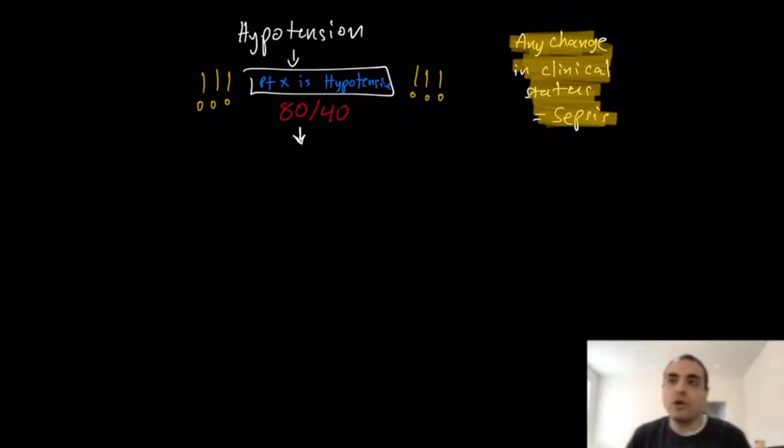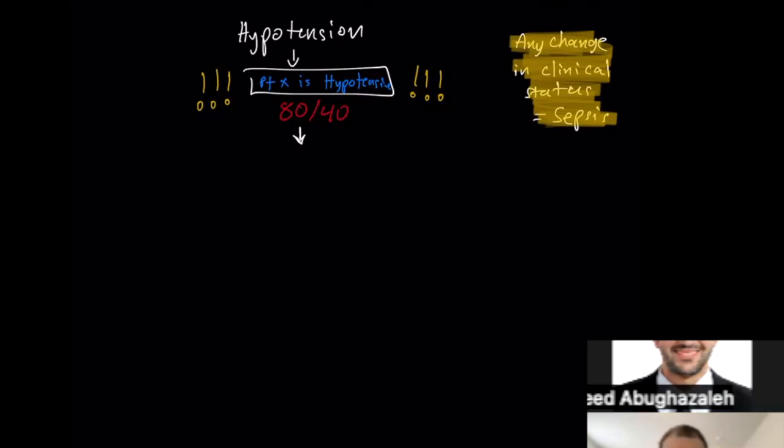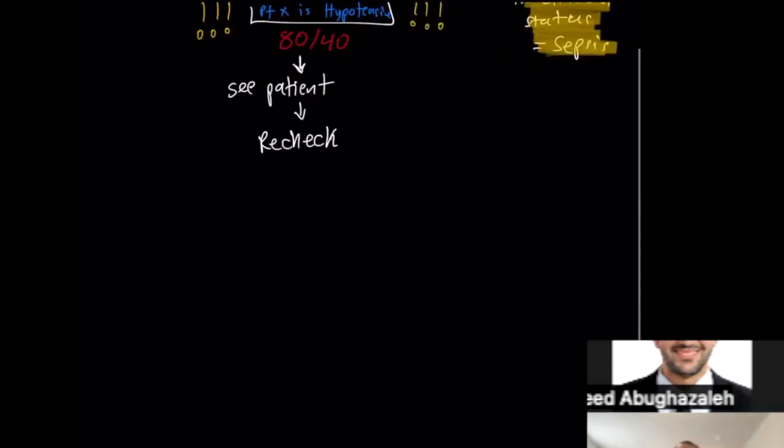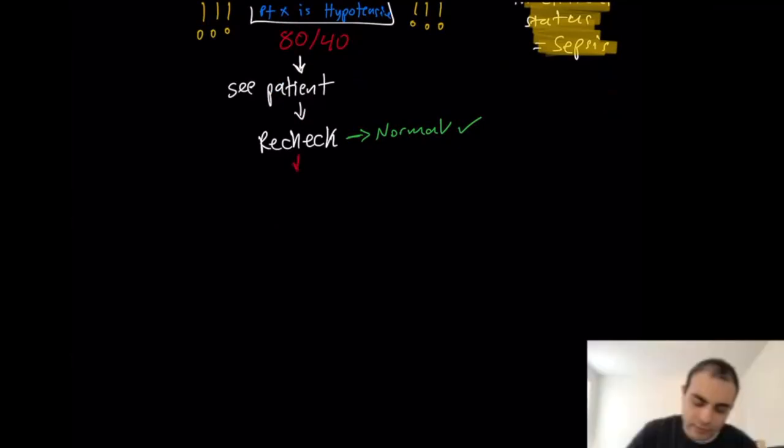All right, cool. So the first thing you want to do when that happens is go and examine the patient. So you're going to see the patient, and then you're going to recheck the blood pressure. Okay, so you can recheck it. Let's say you rechecked it and it's normal, then you're good, right? Then nothing really to do. It was transient, so whatever. Okay, so let's say you recheck it, and again it's like 85/40.